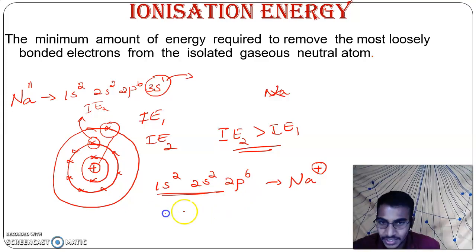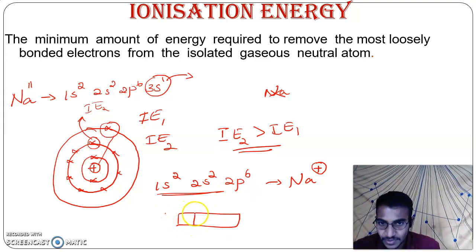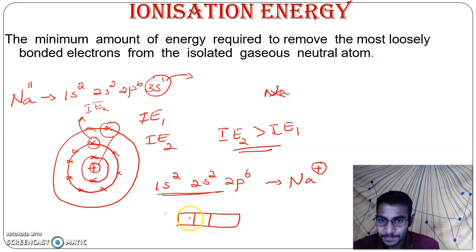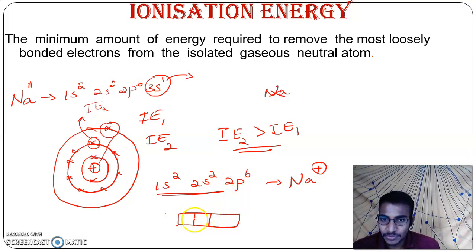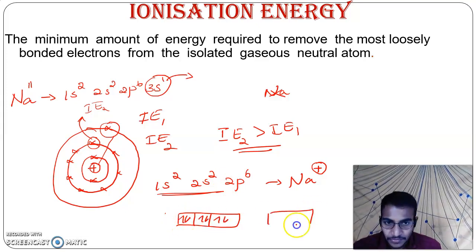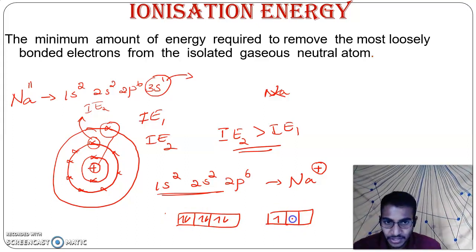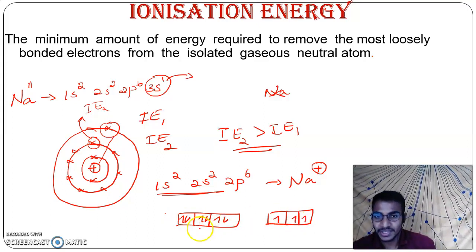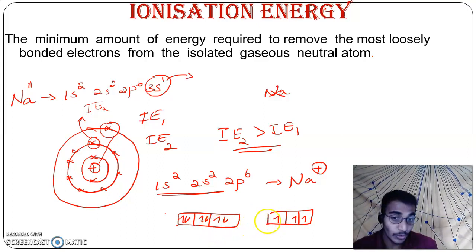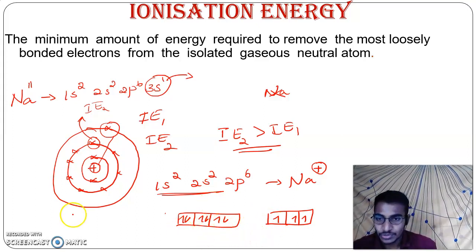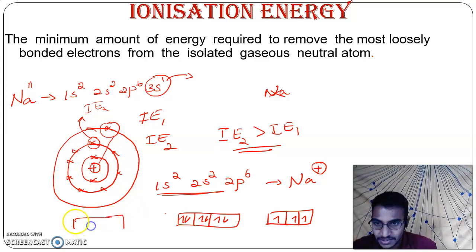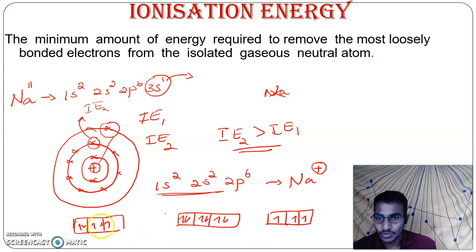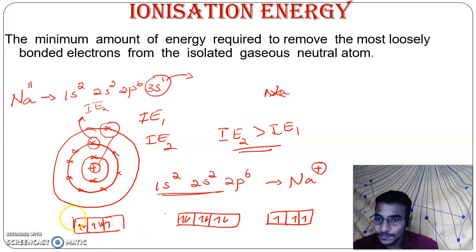What I'm showing in the 2p, I have taken a 2p orbital. In a p orbital there are 3 orbitals. In these 3 orbitals, the maximum number of electrons that can be filled is 6, right? Or we can fill 3 electrons, which is half filled. So you should remember that half filled and completely filled are more stable than any other. So if it is like this, 1 2 3 4 5, so 5 electrons are there.